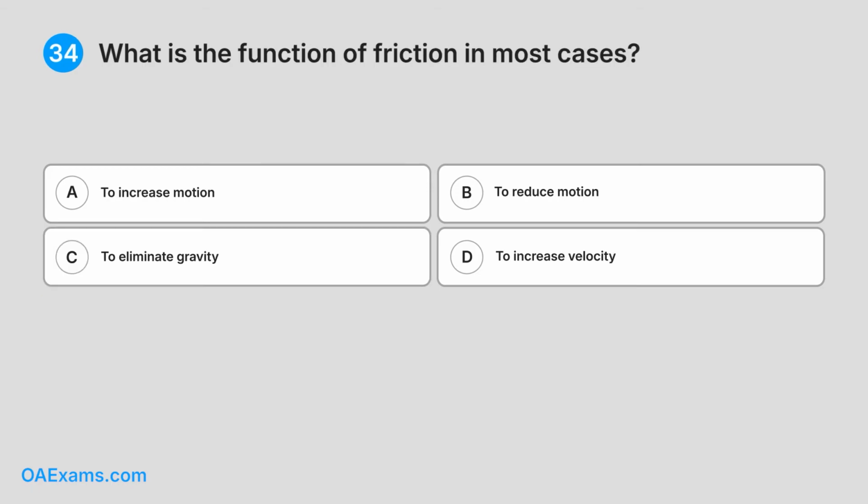34. What is the function of friction in most cases? A. To increase motion. B. To reduce motion. C. To eliminate gravity. D. To increase velocity. Can you guess the answer?